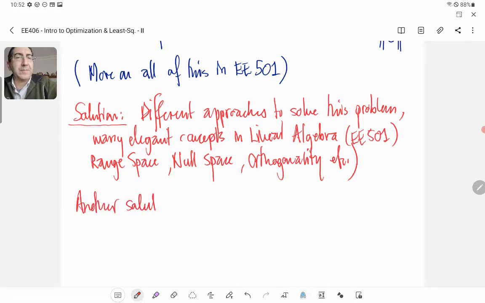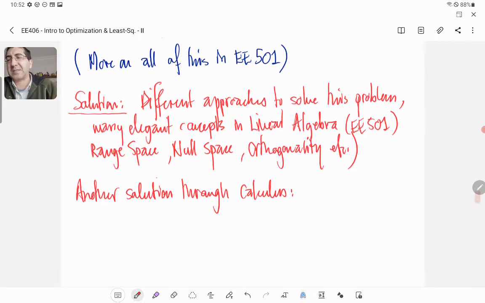Another solution through calculus. Well, the solution through calculus is actually through these necessary conditions that we have discussed.